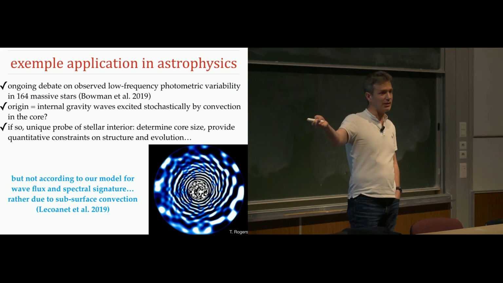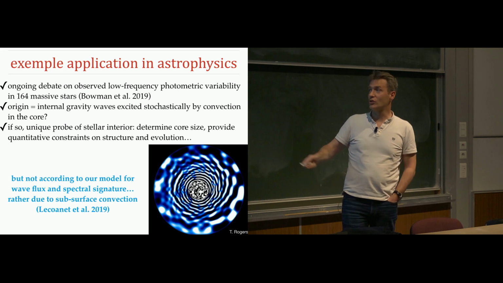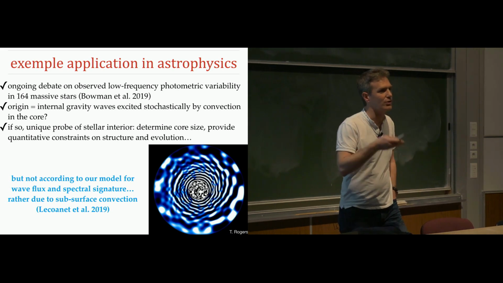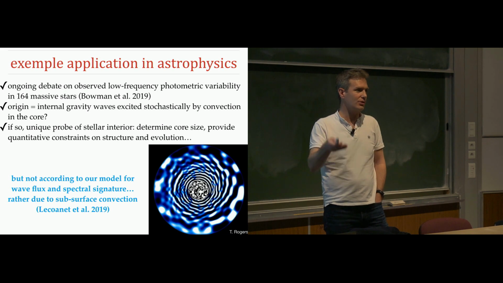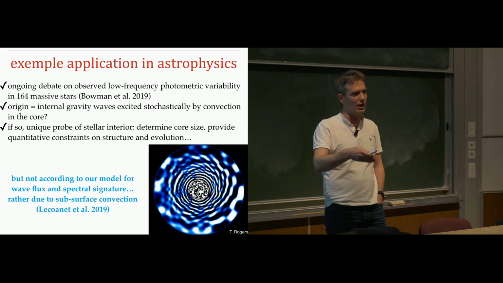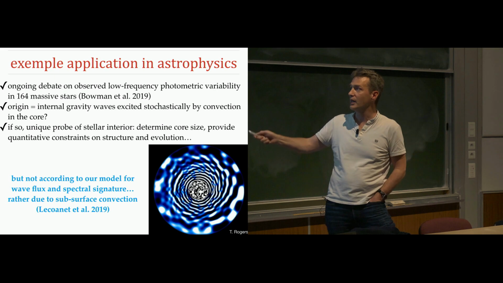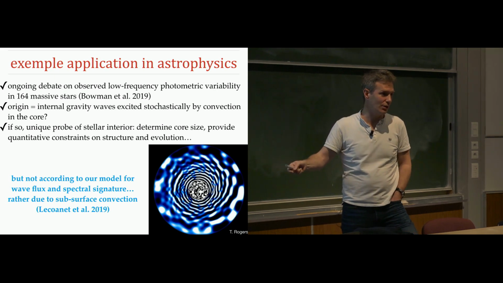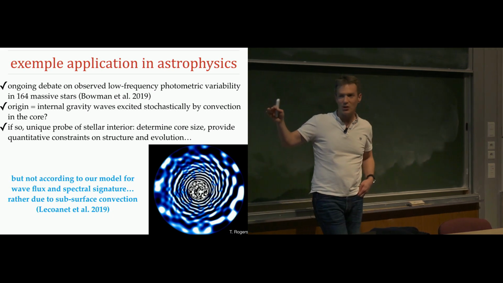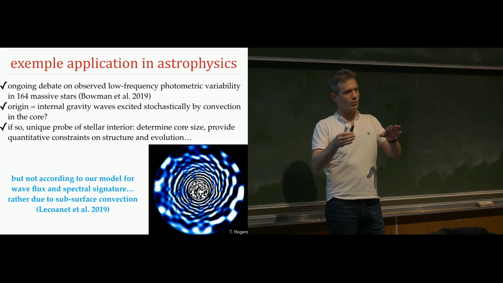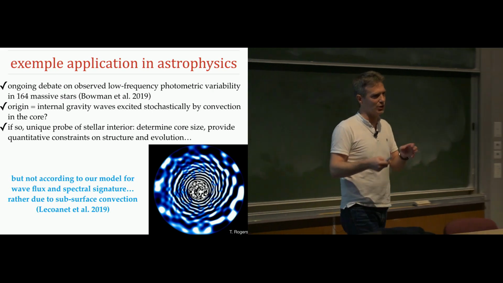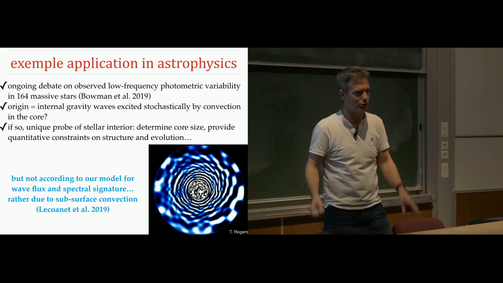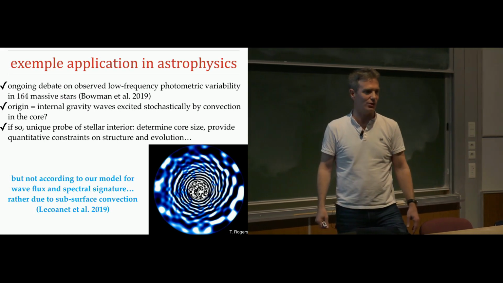But looking at the data, we could show that it did not fit with our prediction for the excited spectrum. And so it could not be internal gravity waves, and so it has to be another model. And Daniel proposed that it was some sort of subsurface convection. I just mention this because I like the back and forth interaction between theory, experiments, numerical modeling, and data, and that's what I try to do in my research.